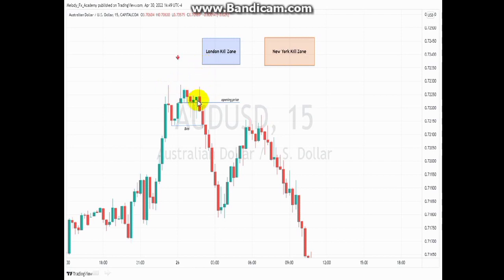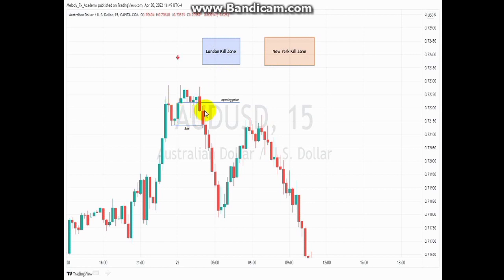Remember, we start looking for our entries in our key zone. Whatever you are trading, the best time to start hunting for your entries is inside your key zone time window. That is between 2 to 5 a.m. for London key zone, and 7 to probably 10, 11 at most, for your New York key zone. Remember, all times are in the New York time zone.